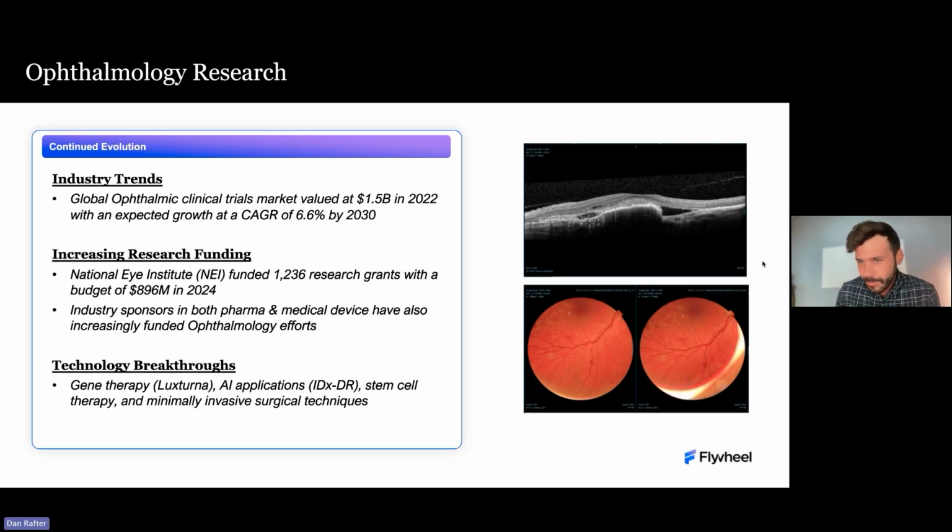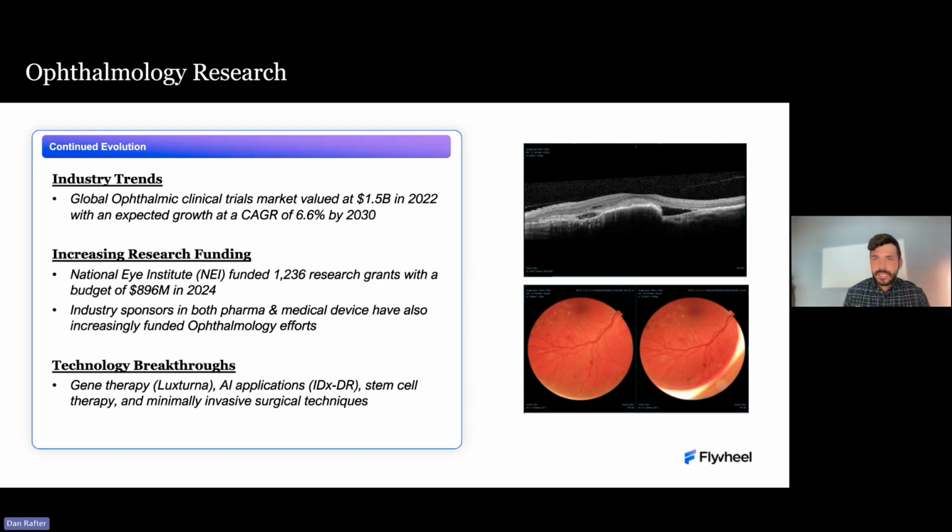Starting off, ophthalmology is a growing area across multiple verticals inside the research space. A number of really incredible things are happening here, both on the AMC and pharma side. The number of new trials coming in over the last couple of years, with an overall market value of 1.5 billion, with anticipated growth of 6.6% between now and 2030. We've also seen a number of increases in funding on both the government side and the sponsor side.